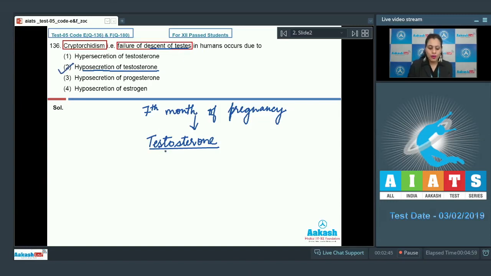Let's discuss the rest of the options. The very first option, hypersecretion of testosterone, is an incorrect option. Hyposecretion of progesterone and hyposecretion of estrogen are also incorrect options. Progesterone and estrogen play no role in the process of descent of testes, and hypersecretion of testosterone is also an incorrect option. So the correct answer is option number 2. Let's discuss our next question.